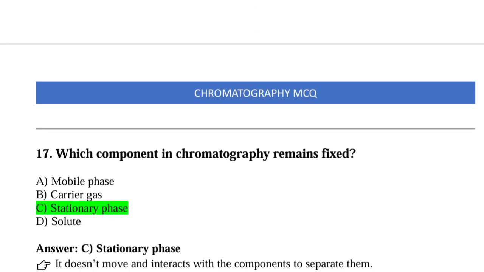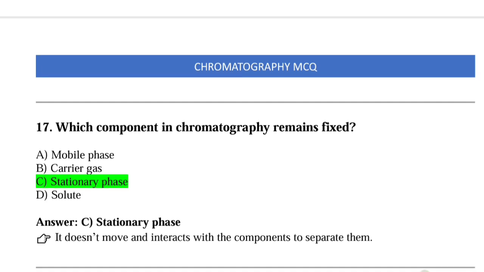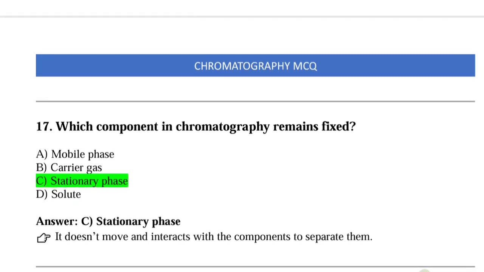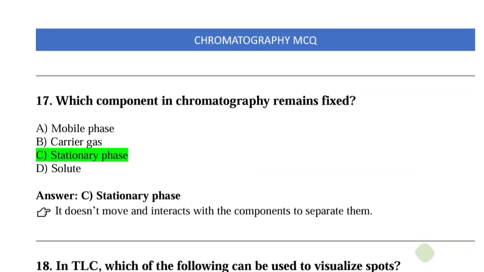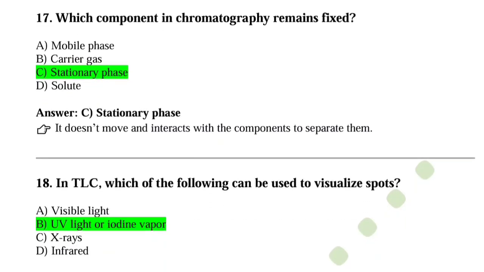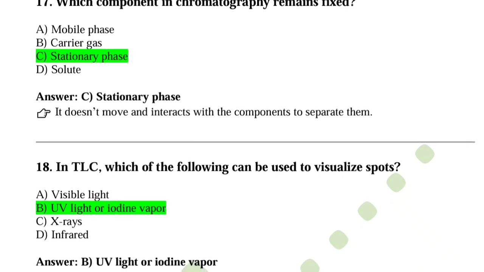Question number 17: which component in chromatography remains fixed? The stationary phase remains fixed, so option C is correct. It does not move and interacts with the components to separate them. Question number 18: in TLC, which of the following can be used to visualize spots? After the separation of components, the spots obtained on the TLC plate are visualized under UV light or iodine vapor.